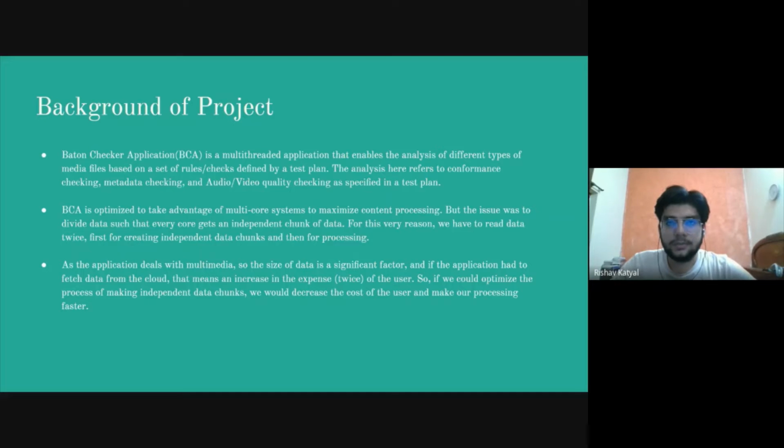To process our application on multiple cores, we first need to divide the file data into individual independent chunks of data so that every core can process every chunk independently. For this reason we have to process file reading twice. Firstly for dividing the independent chunks of data, and secondly for the actual processing of the file.